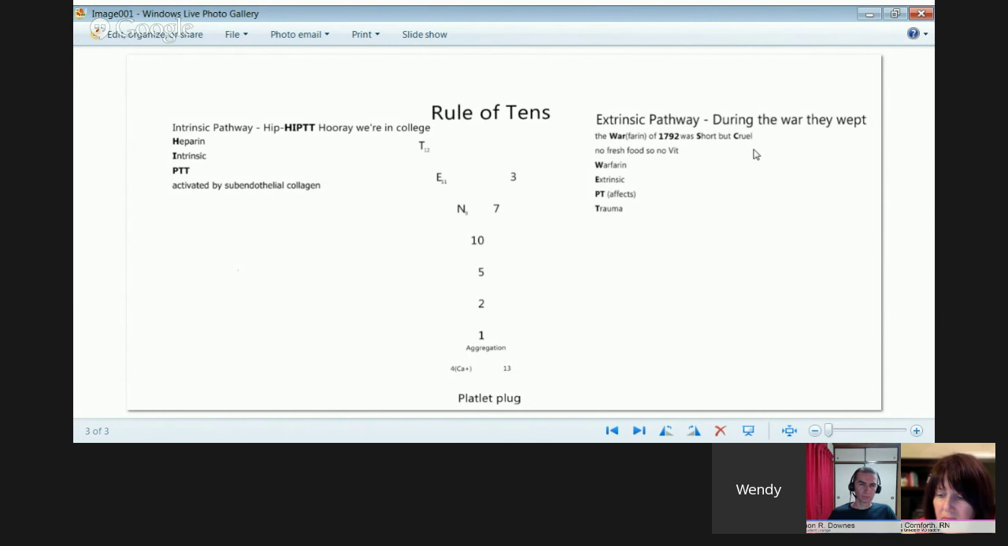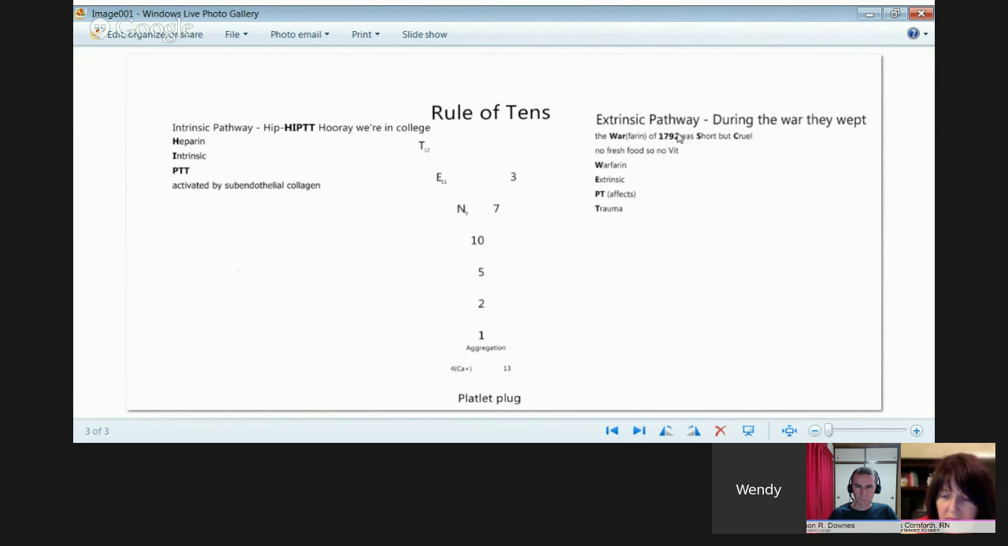So in the war, there's no fresh food, meaning that they don't get enough vitamins, right? So warfarin affects these factors, and in order there are actually 2, 7, 9, and 10 in the extrinsic pathway, along with proteins C and S. Those are vitamin K dependent. Which ones are vitamin K dependent? 2, 7, 9, and 10. The ones in this 1972. Okay. 10, 7, 9, and 2.